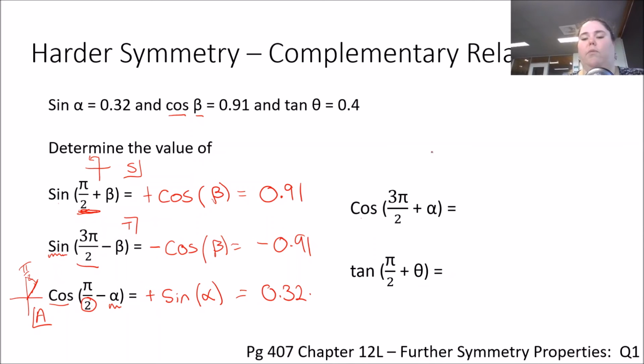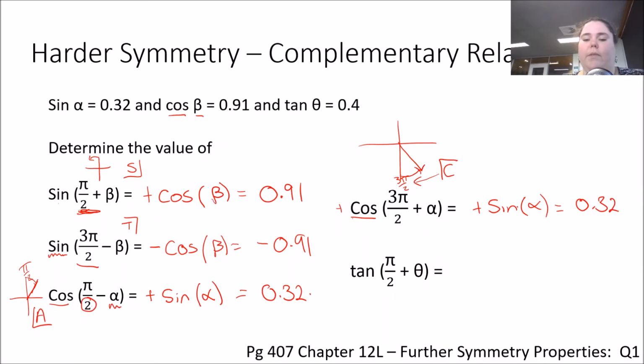Okay, cos of 3 pi on 2 plus alpha. 3 pi on 2 is here, adding alpha. So I am in the cos quadrant. So cos becomes sine, but it's positive because of that. Now it's sine of alpha, 0.32.